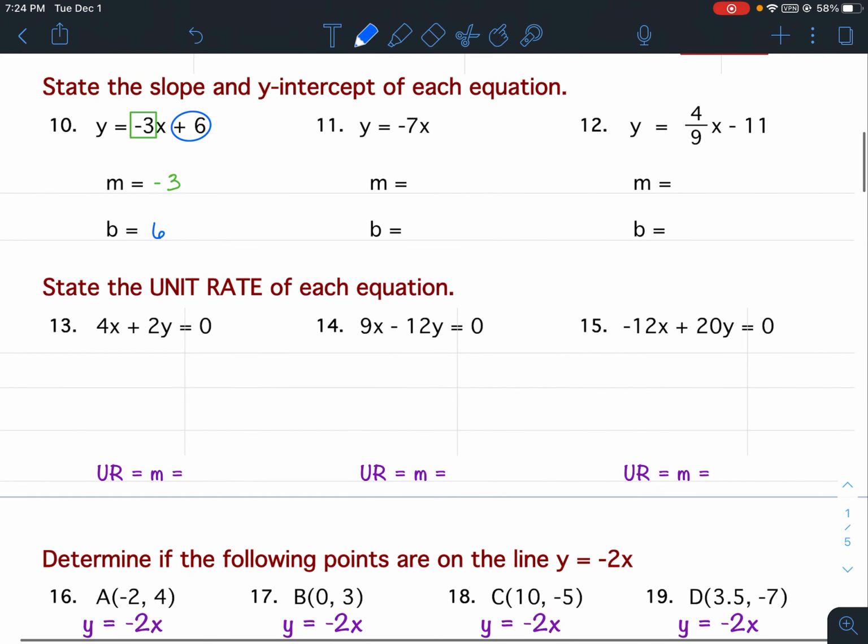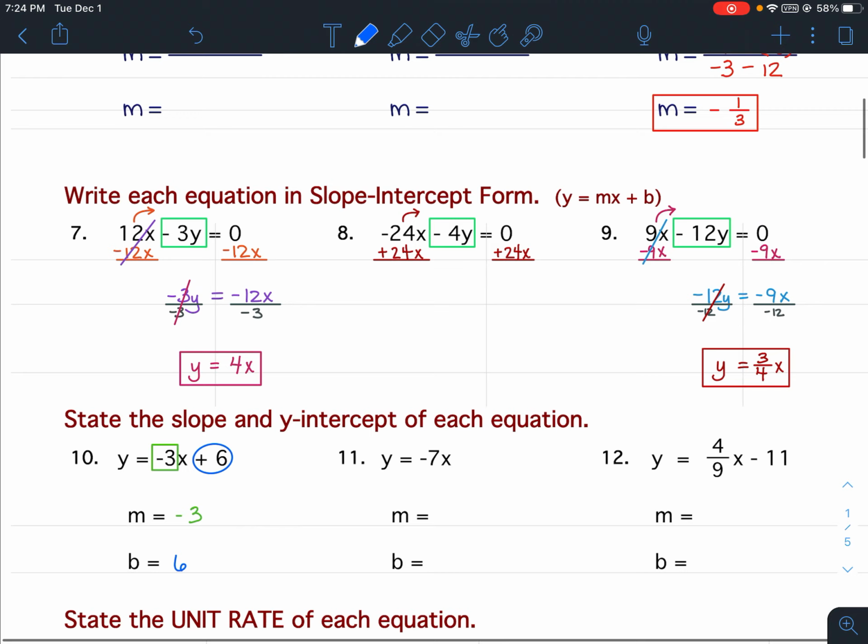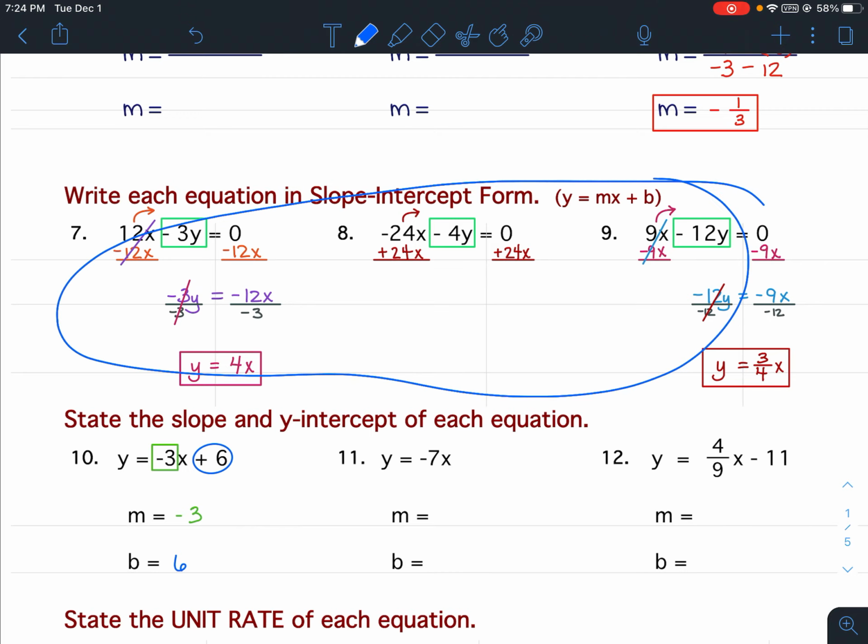13 through 15. You're going to state the unit rate of each equation. Well, when you're given an equation, if you want to find the unit rate, the unit rate is the same as the slope. So the first thing you need to do is put it in slope-intercept form. Where did we do that? We did that right up here in 7 through 9.